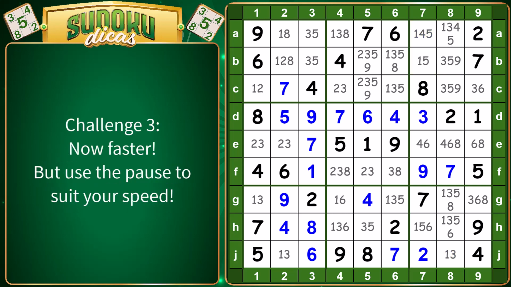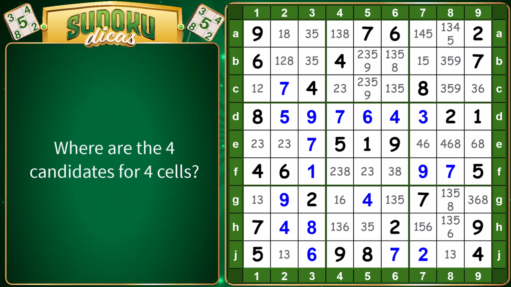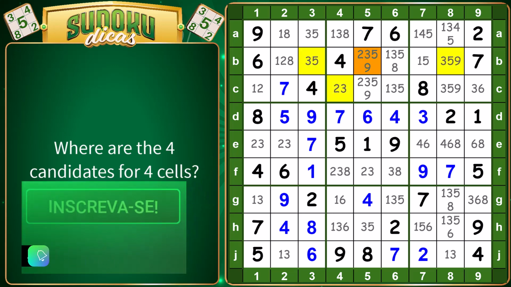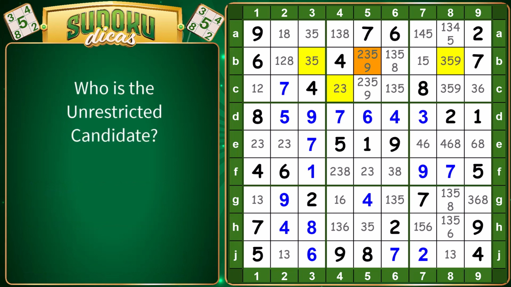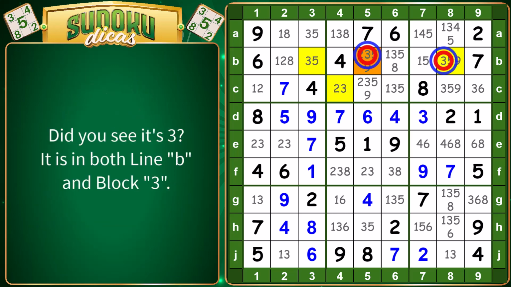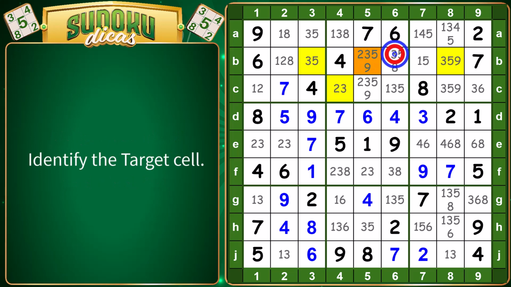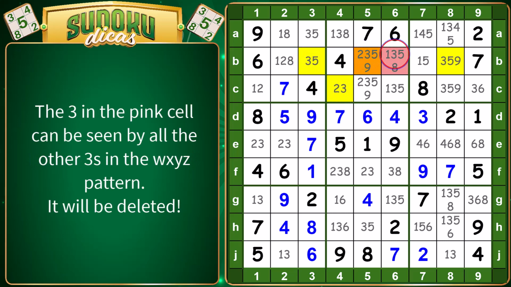Challenge 3. Now faster. But use the pause to suit your speed. Where are the 4 candidates for 4 cells? Pivot in orange. Who is the unrestricted candidate? Did you see it's 3? It is in both line B and block 3. Identify the target cell. The 3 in the pink cell can be seen by all the other 3s in the WXYZ pattern. It will be deleted.